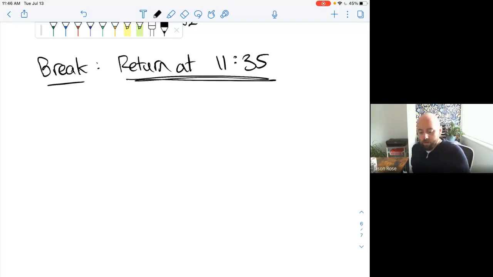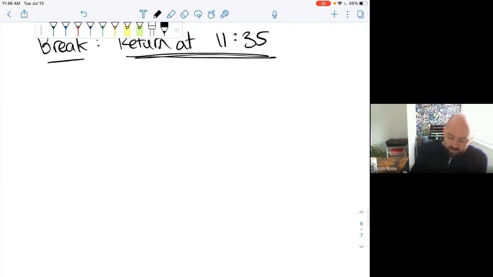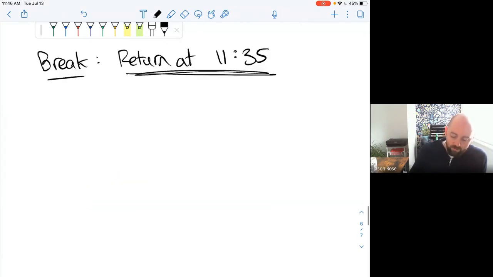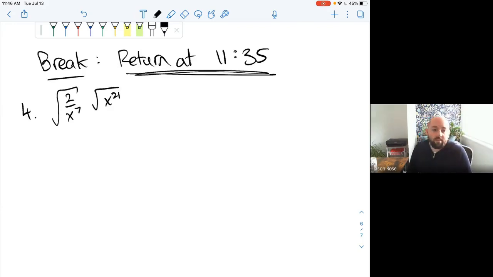Okay, so back to radicals. Which number are we on? We've done 3 examples so far, so let's call this one 4. Just some more simplification. Let's say we have the square root of 2 over x to the 7, times the square root of x to the 21. Those properties that I highlighted from the textbook earlier about multiplication and division work backwards and forwards, and they can also be applied here.